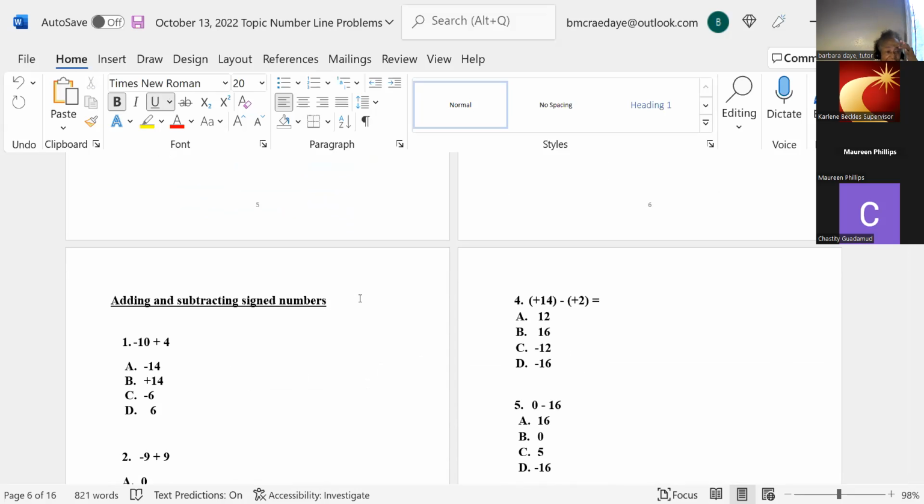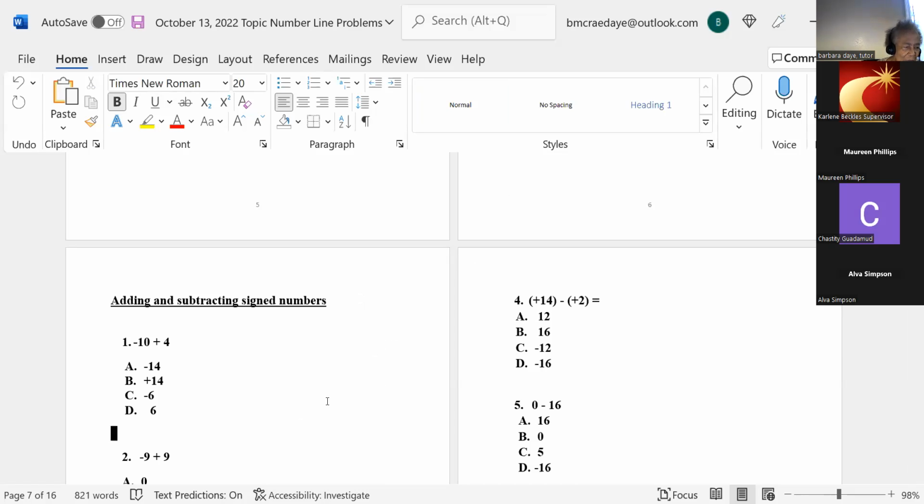Now, when you're adding unlike signs, Maureen, what do you do? You subtract, that's right. You subtract and then you do what? How do you know what the sign is? You look for the biggest number that gets the sign. That's right. The number with the biggest absolute value determines the sign. So a -10 and a +4 would be equal to what, Maureen? -6. Very good. Answer C.